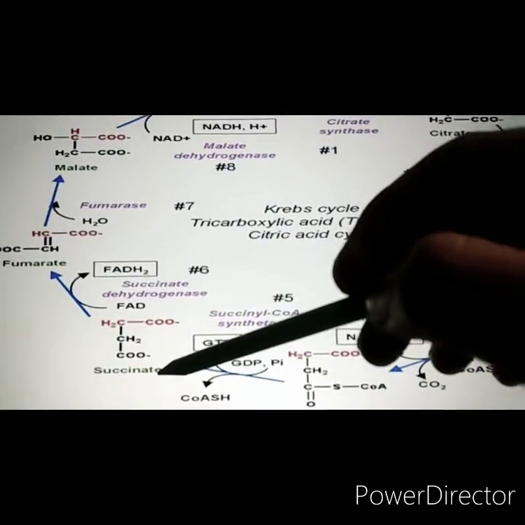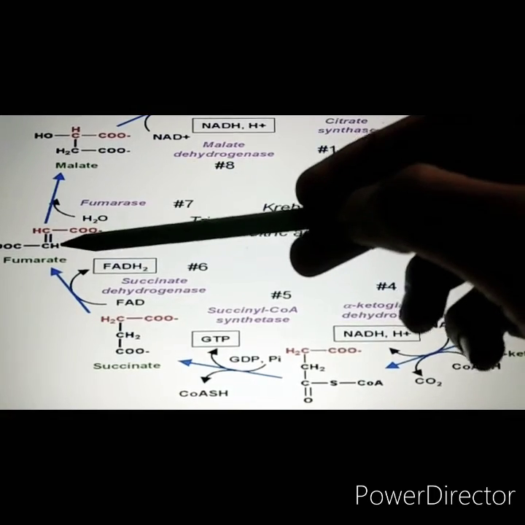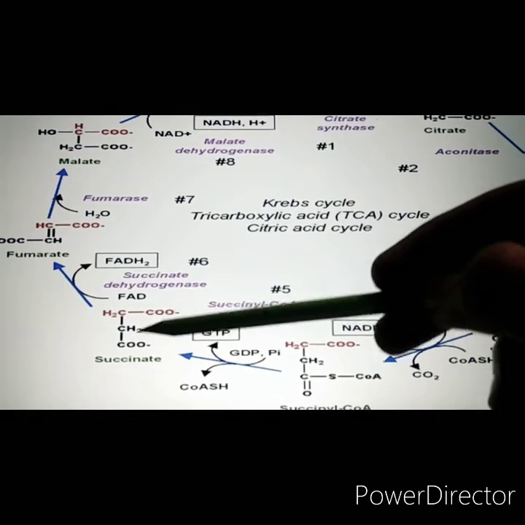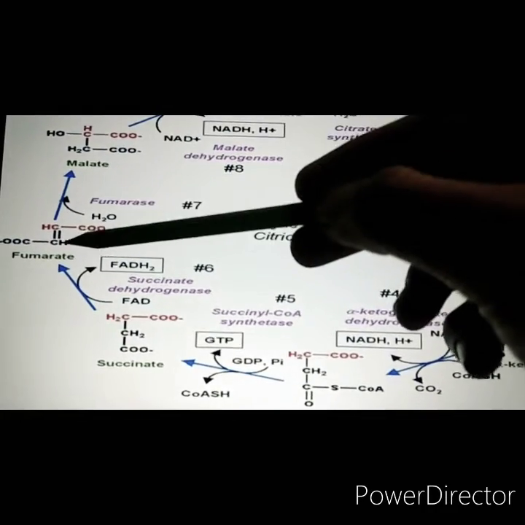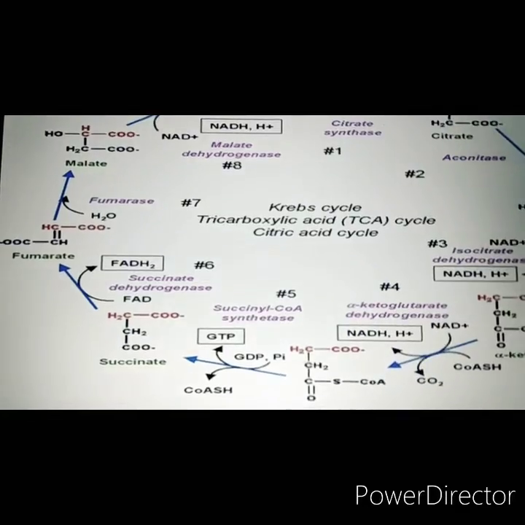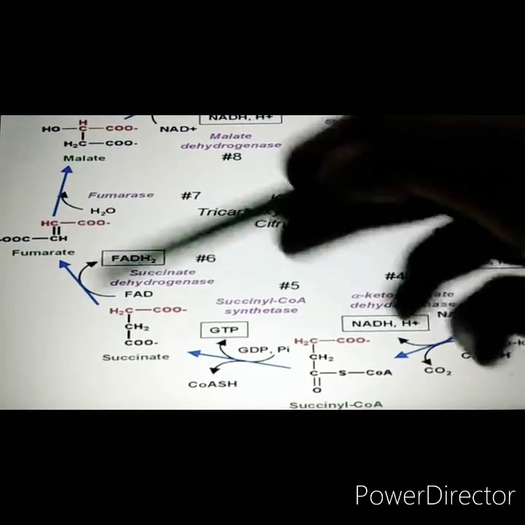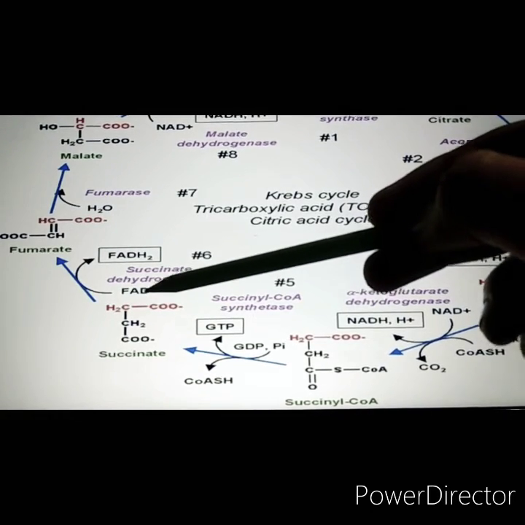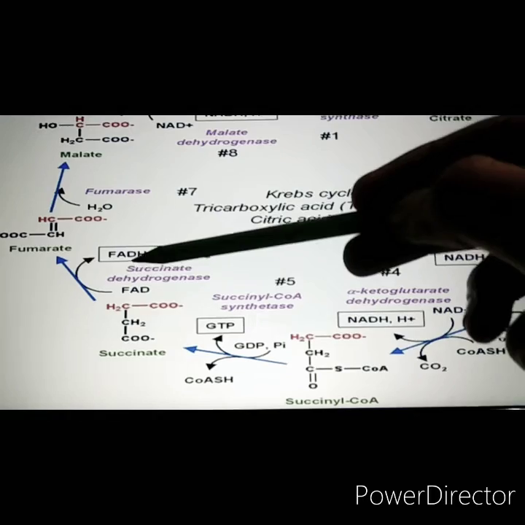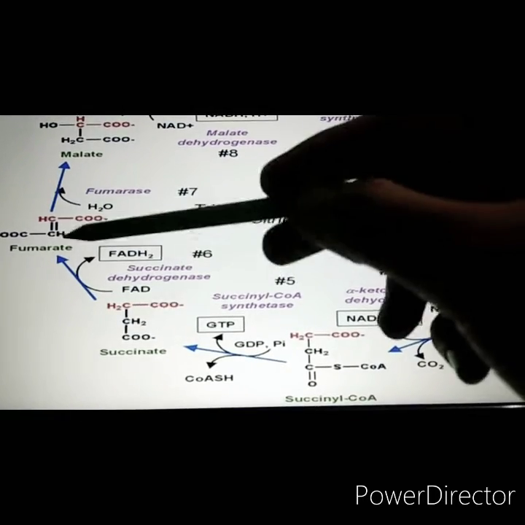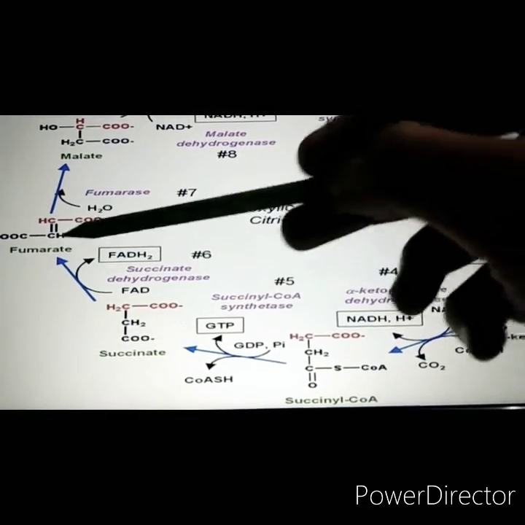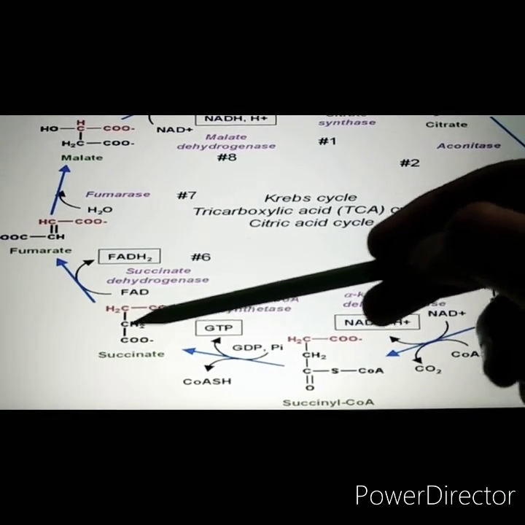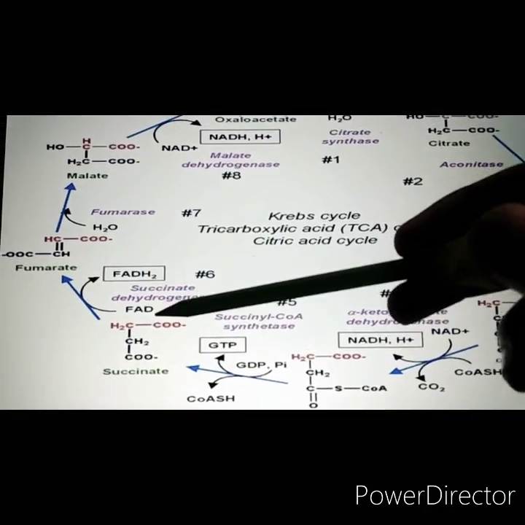Now, this succinate undergoes conversion to fumarate. You can see there is oxidation reaction again. So the hydrogens are being lost and double bond is being formed, so it undergoes oxidation to form fumarate. These lost hydrogens are accepted by FAD, that is flavin adenine dinucleotide, and it gets reduced to FADH2. And the enzyme responsible for conversion of succinate to fumarate is known as succinate dehydrogenase, that is hydrogen is being lost.